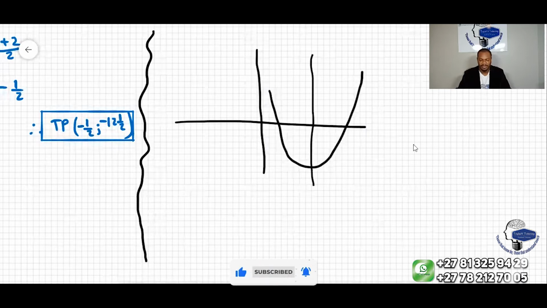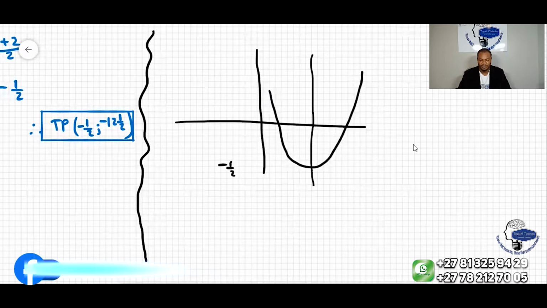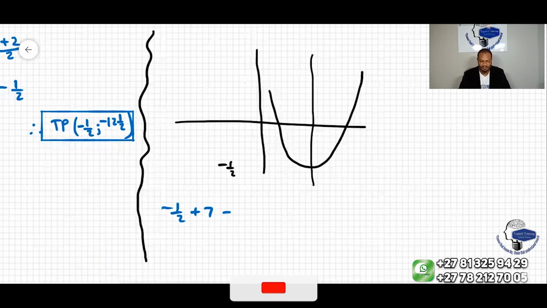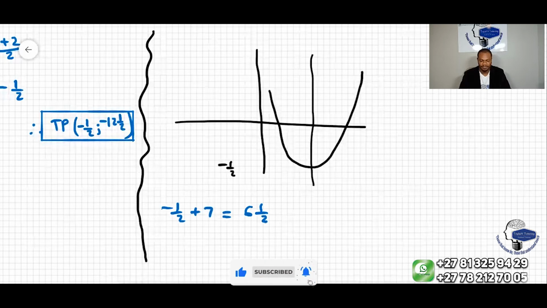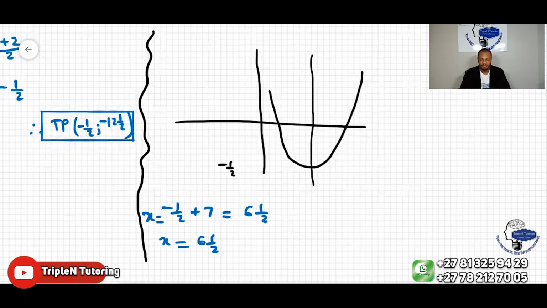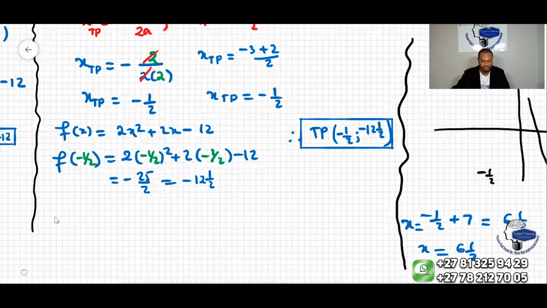You understand? And then the axis of symmetry will also change. It was at -1/2 somewhere here. So we add 7: -1/2 plus 7 is equal to 6.5. So yeah, that's the final answer. So we say x equal to 6.5. Correct.